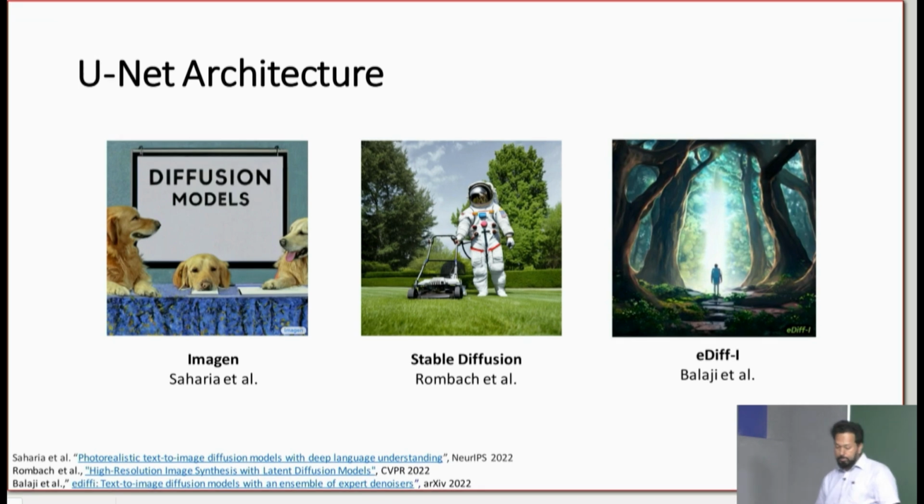So these were some popular results. As you can see, these papers are quite new. Diffusion models themselves are quite new. They came around within 3 years. So there was Imagen, I believe from Google, and Stable Diffusion from Stability, I guess, and then eDiff-I. So these were the papers proposed based on the UNet architecture.